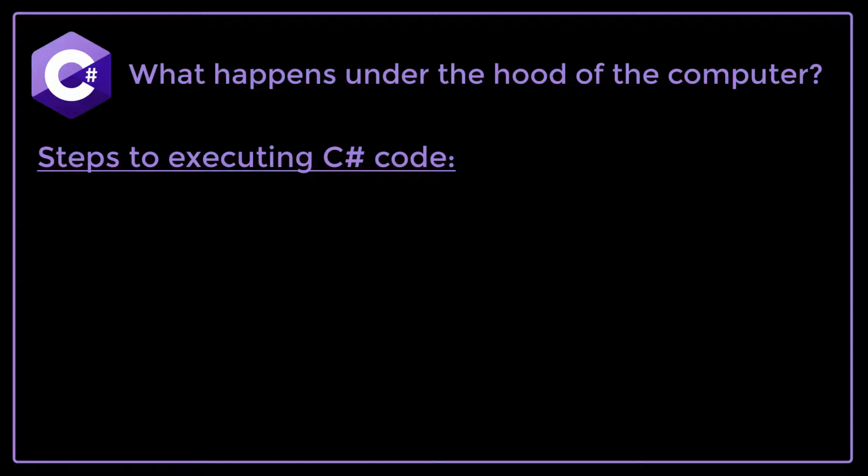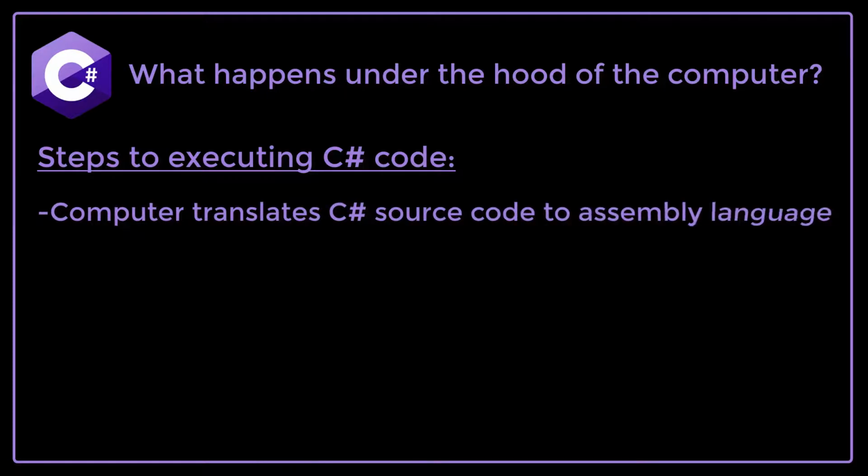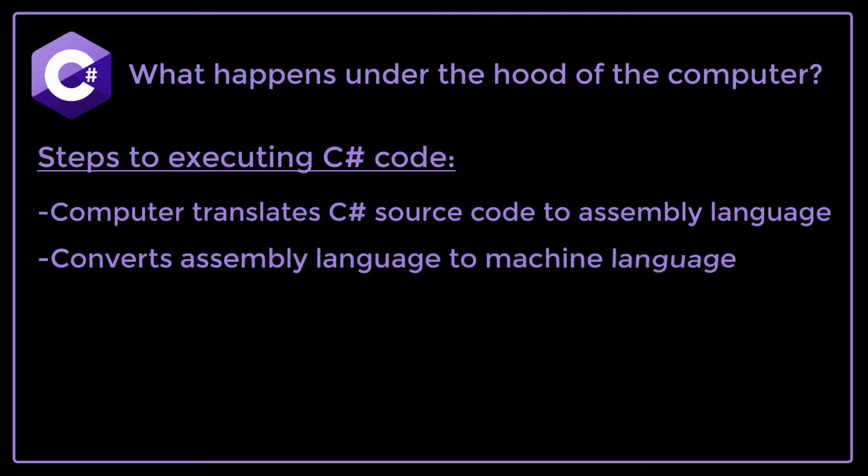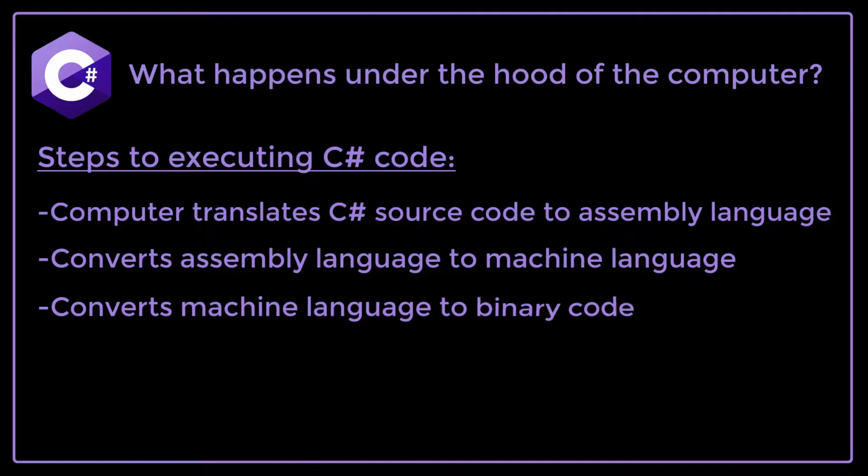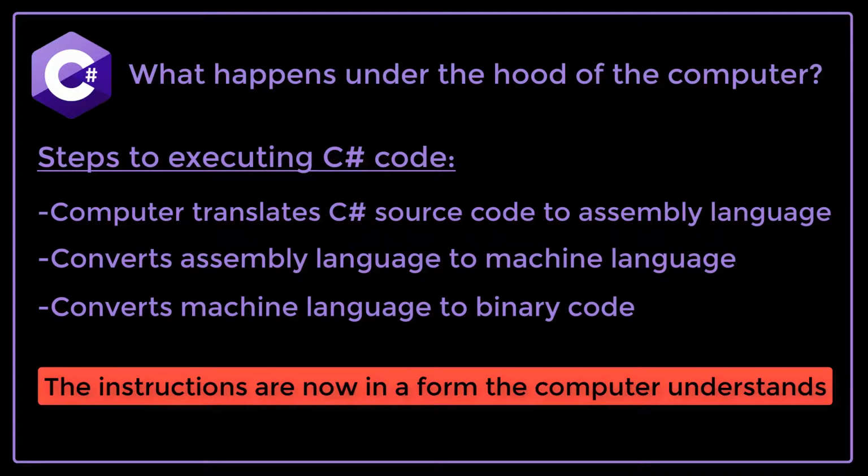When we write a program in C#, for example, the computer does several things. First, it translates the C# source code to assembly language. After that, it takes the assembly language and converts it to machine language. Then it takes the machine language and converts that to binary code, ones and zeros. At this point, the instructions of the algorithm are in a form that the computer can understand.